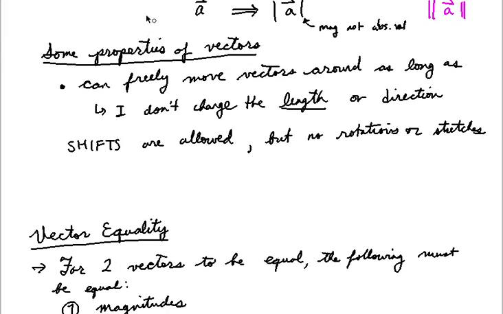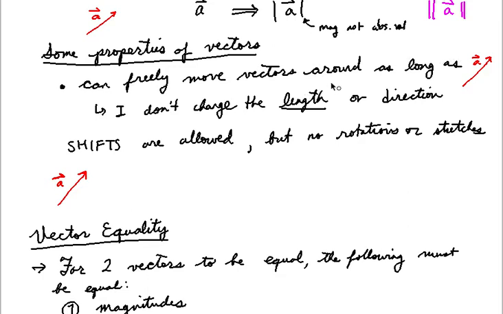All right, and here are some properties of vectors that I do want you to know. I can freely move a vector anywhere I want to, and it does not change the vector. So if I have a vector A, I could move it over here, or over here, and it would remain the same vector. All of these vectors are the same.